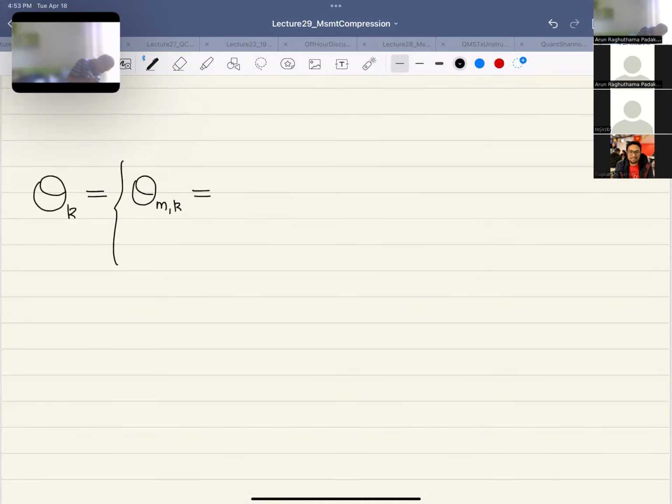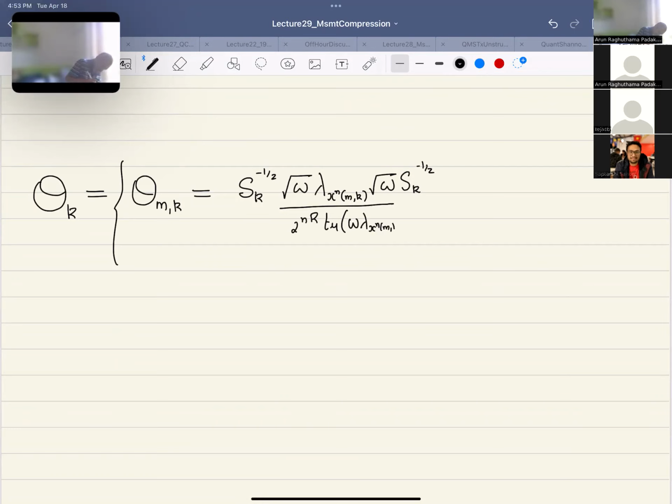So theta mk is sk power minus half, root omega lambda xn of m comma k root omega, sk power minus half, divided by 2 power nr trace omega lambda xn of m comma k, for all m equal to 1 to 2 power nr. Okay, where what is sk?